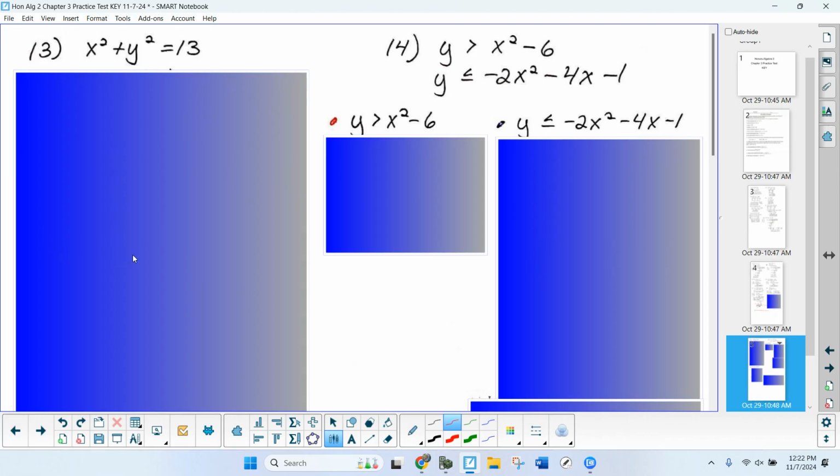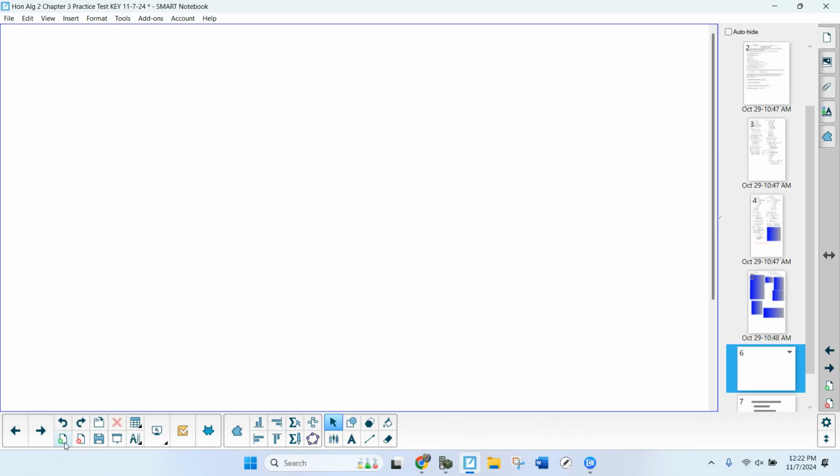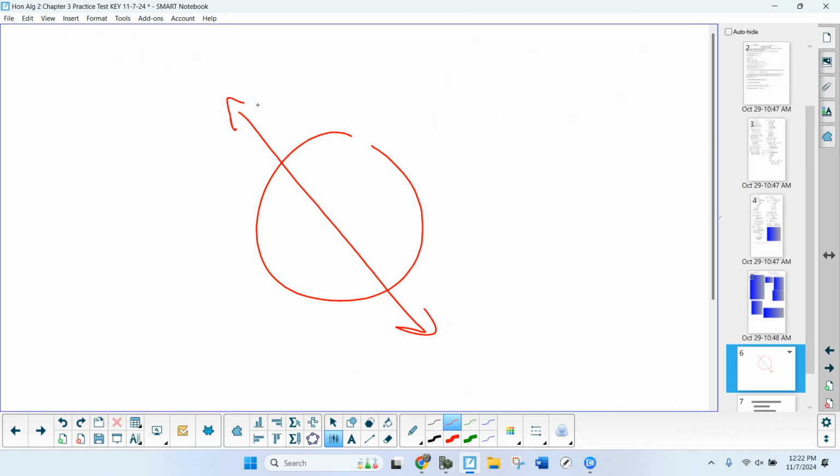Think about this for a minute. What shape is this? What shape did I give you? X squared plus y squared equals 13. It's a what? Circle. What shape is that one? A line. If I'm asking you the solution of a circle and a line, remember that that is a coordinate point xy and a coordinate point xy. Don't stop at x. Don't stop when you find x. It's a point and a point.